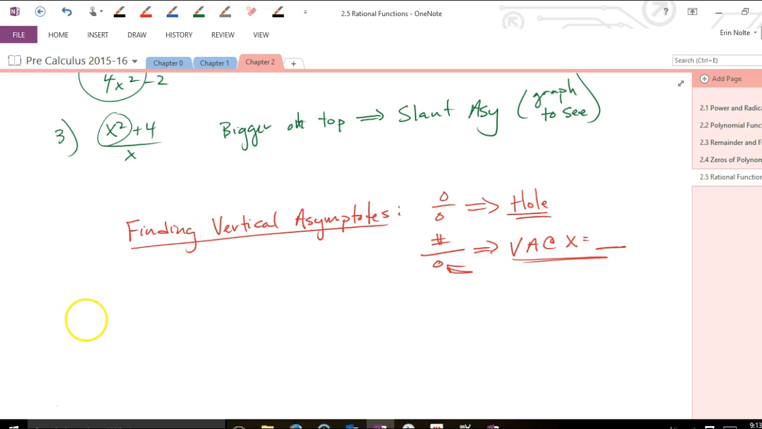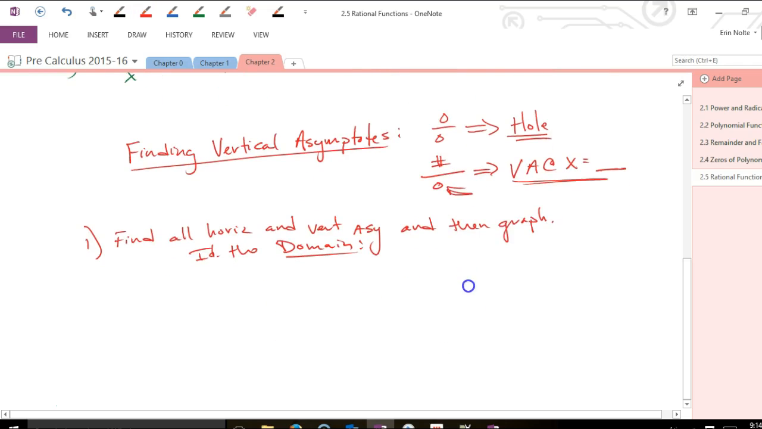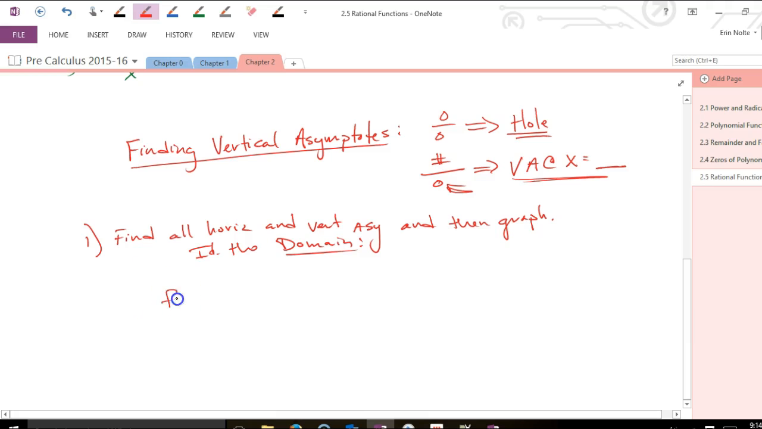Let's do an example for that. Let's say you have something that says find all horizontal and vertical asymptotes, and then graph. Of course, they're probably going to ask you to identify or state the domain. They always have to ask about the domain. So for example, let's say our function happens to be x plus 4 over x plus 3.